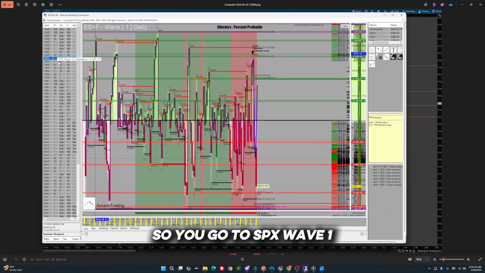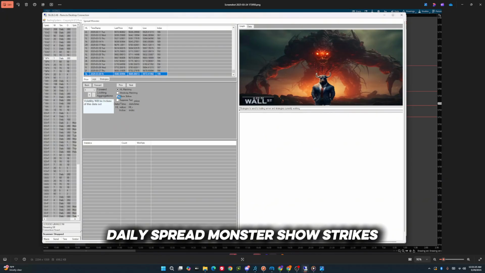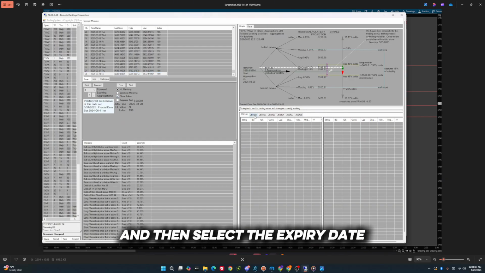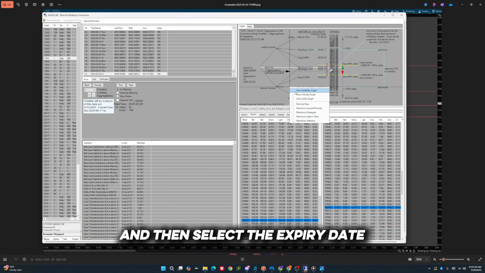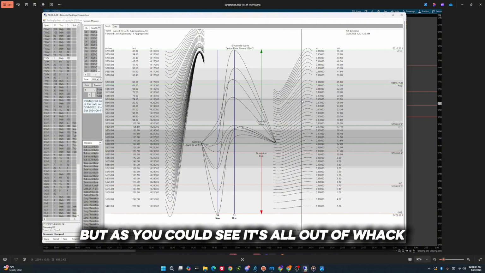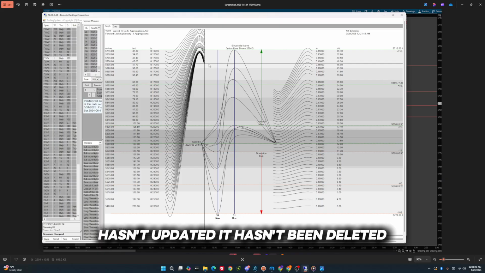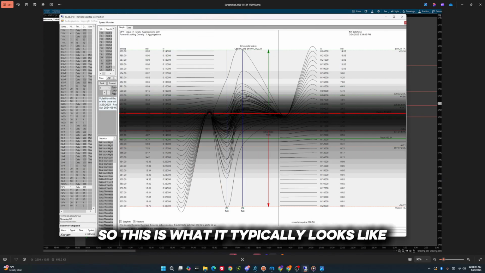So you go to SPX Wave 1 Daily, Spread Monster, Show Strikes, and then select the expiry date. So view density graph, maximize. But as you can see, it's all out of whack because the previous day's options chain hasn't updated. It hasn't been deleted, and the next day's hasn't updated yet, right? So this is what it typically looks like.